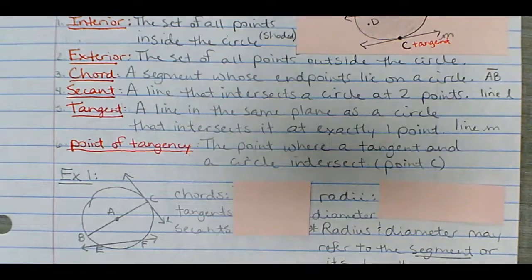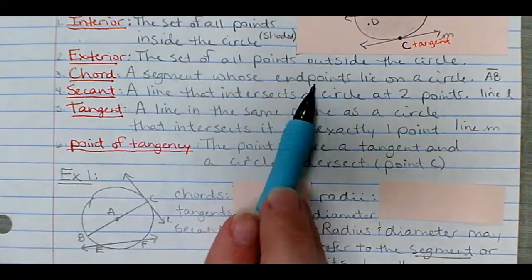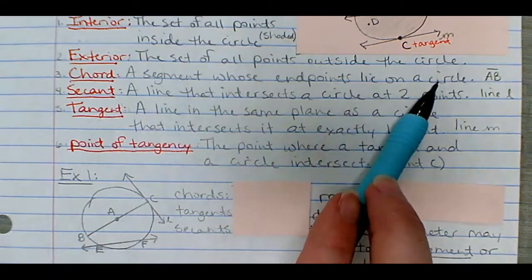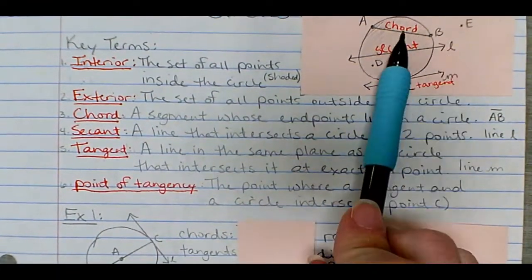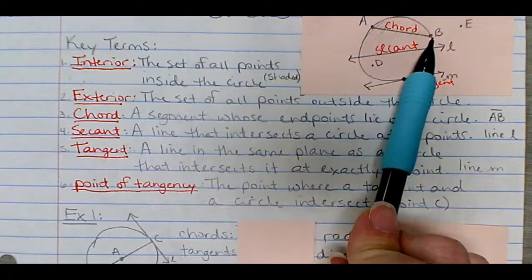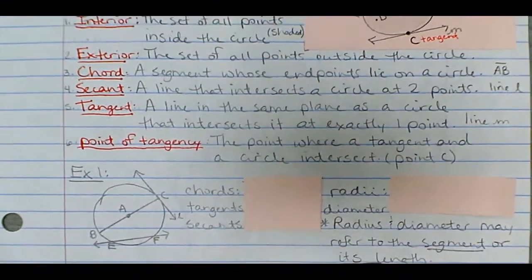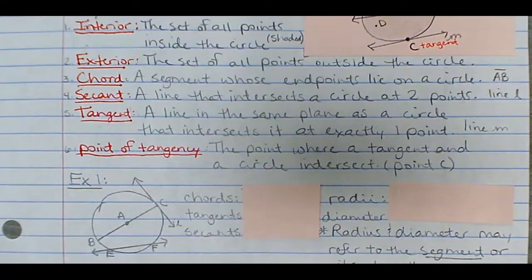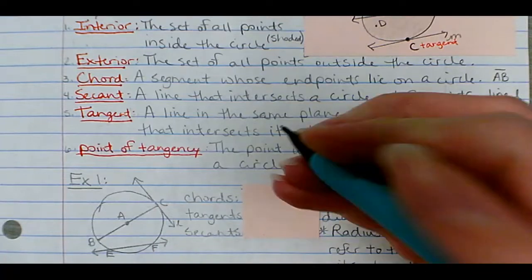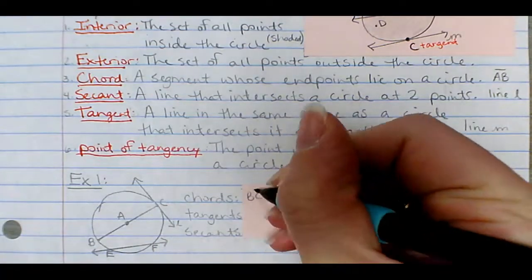Okay, so for chords, remember that a chord is a segment whose endpoints lie on a circle. And an example of that was right here. So looking at our example 1, the only part that has a segment with endpoints on the circle is right here, point B to point C. That's our segment, so segment BC.